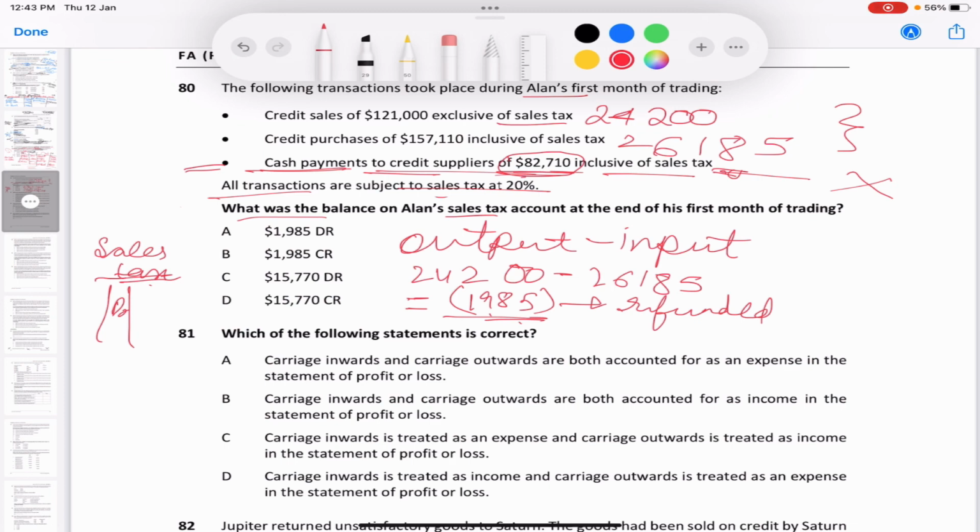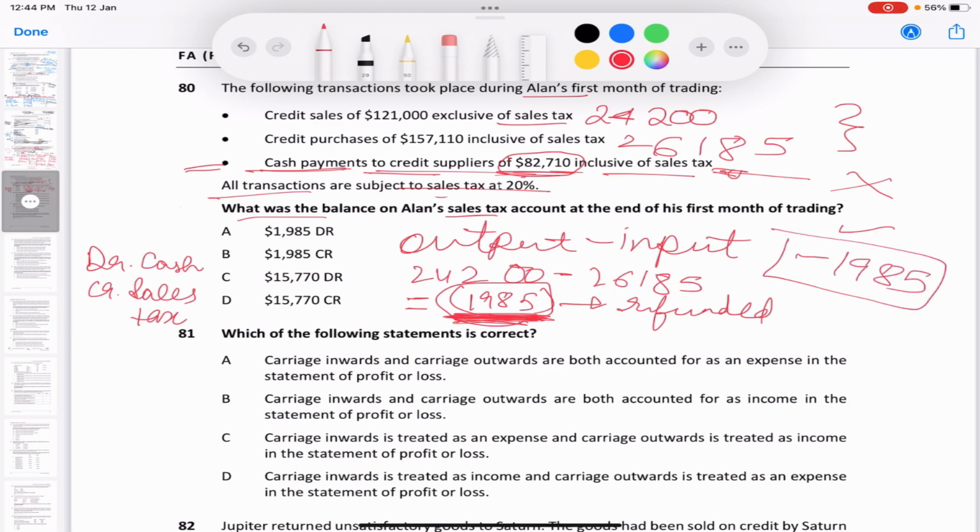Now in the question, this much is to be refunded, right? This much is to be refunded. So when someone refunds the money, what is my journal entry? Think about it. This is my answer, right? Now read the question. We have a minus of 1985, so this much is to be given back to us. So is this gonna be a credit balance or a debit balance?